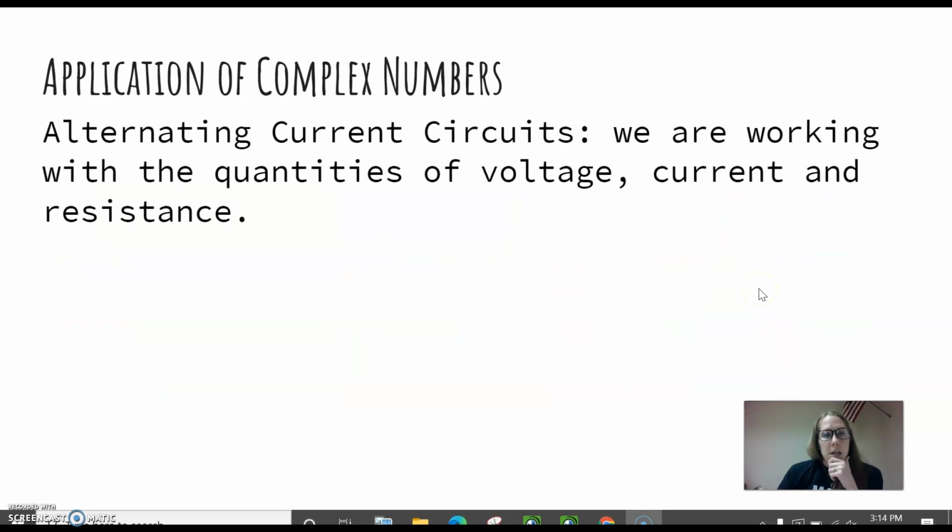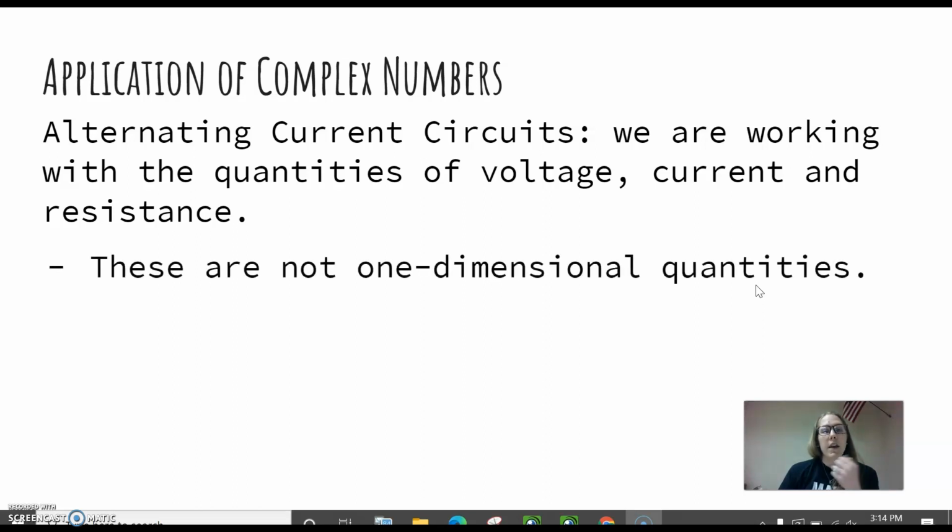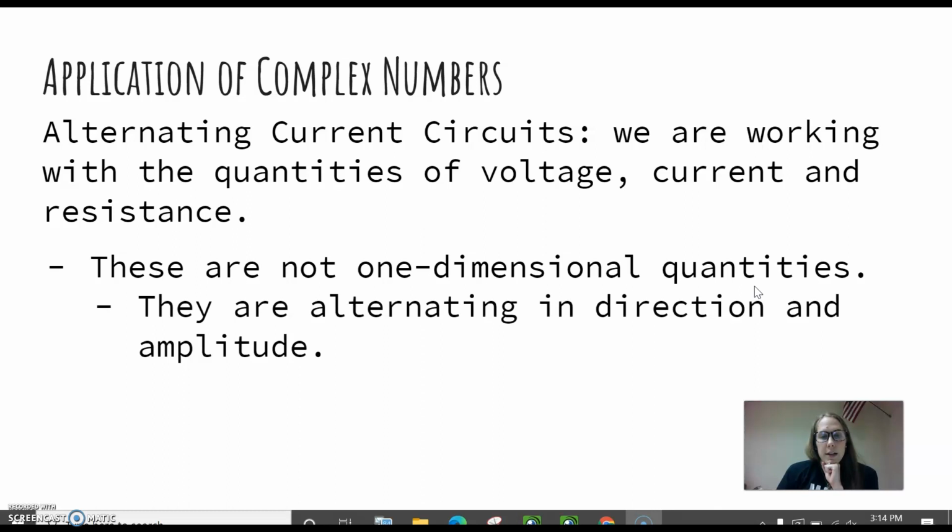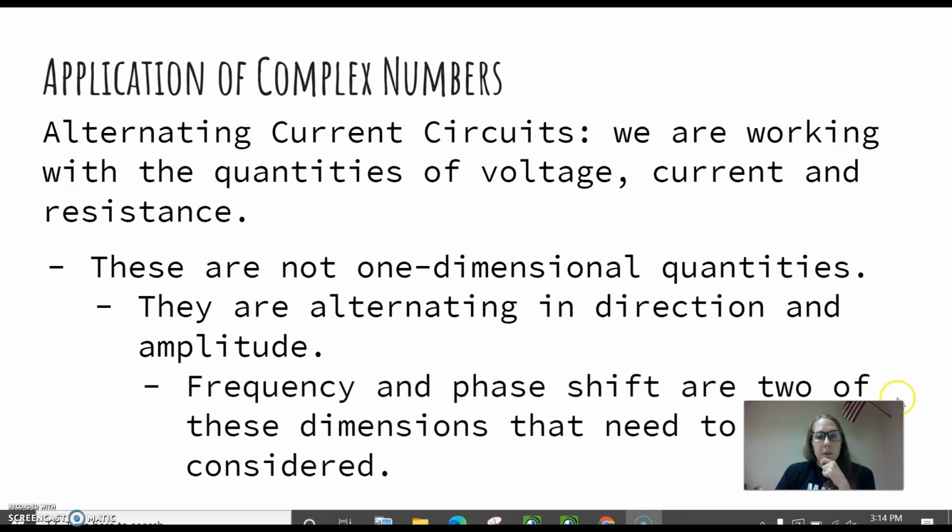So in alternating current circuits, we are working with quantities of voltage, current, and resistance. Clearly, they are not one-dimensional quantities. Again, we could get by with just working with the real number system, but computations then get to be ugly really fast. By allowing us to use complex numbers, our calculations become quite a bit easier. Our currents are alternating in direction and amplitude, so again, multidimensional quantities that we are working with. Frequency and phase shift are also two of these dimensions that need to be considered. So again, a lot of things going on in alternating currents here.